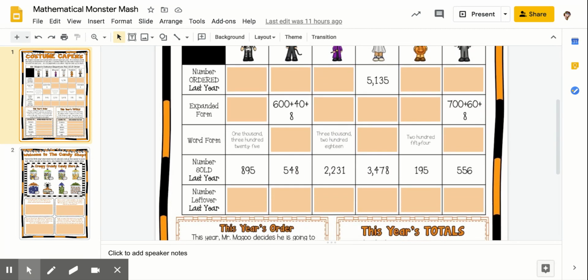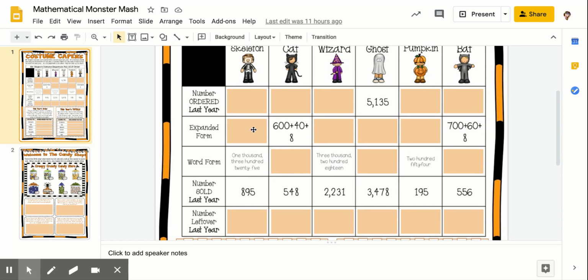So if you notice, we've got this chart right here. And we've got some costume types, and we are coming up with our number that was ordered last year based on what is said in expanded form and word form. So we're not looking at the number sold last year right now. We're just trying to figure out the number that they ordered, right? The number that he ordered.